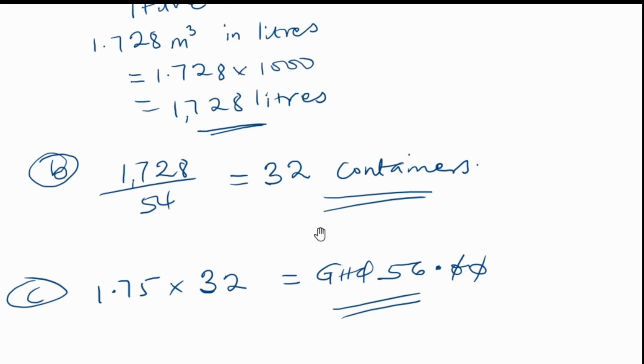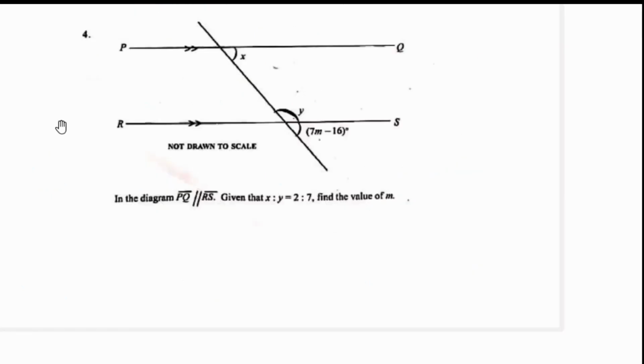Let's go to the fourth question. So the fourth question has a diagram, and the question under it is, in the diagram, the line segment PQ is parallel to the line segment RS. Given that x to y equals 2 to 7, find the value of m. Like I said earlier, these two lines PQ and RS, as stated clearly in the question, are parallel lines. So if PQ and RS are parallel lines, then it means that this line is a transversal.